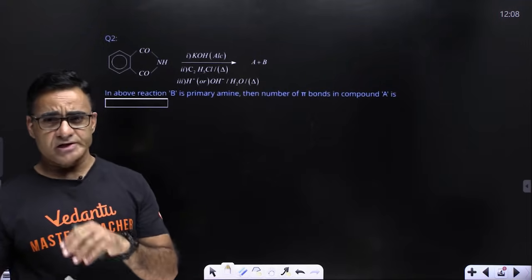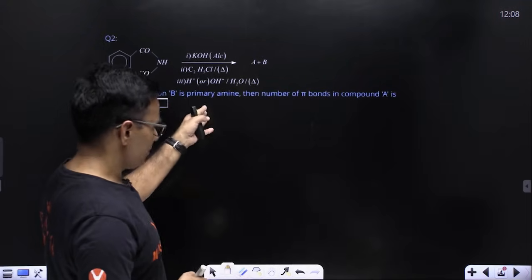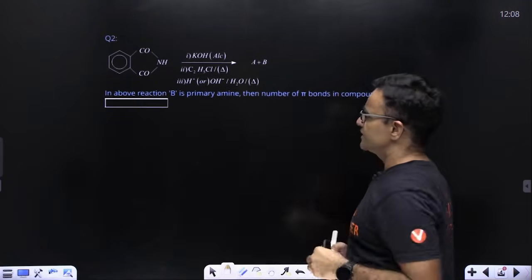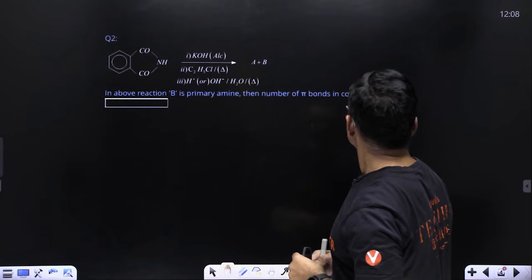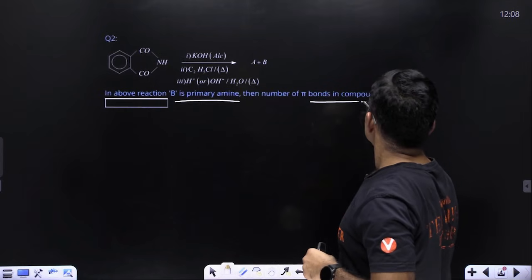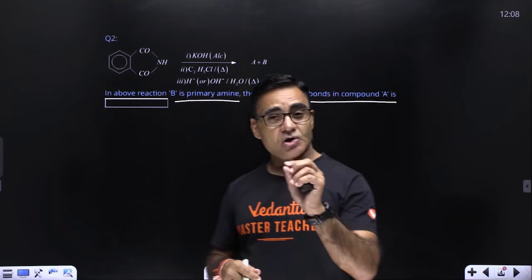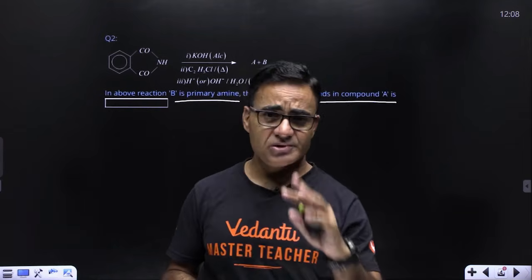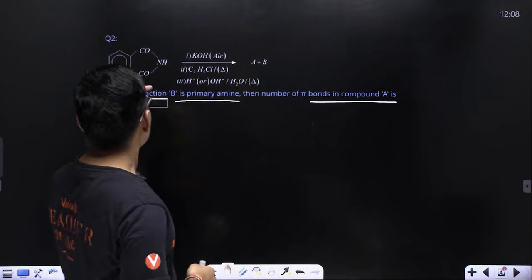In this question one organic compound is given, and some special reagents are given for it. You have to tell about compounds A and B. The question asks: B is a primary amine, then the number of pi bonds in compound A. If you can recall Gabriel phthalimide synthesis, where a primary amine is prepared, this is phthalimide basically.